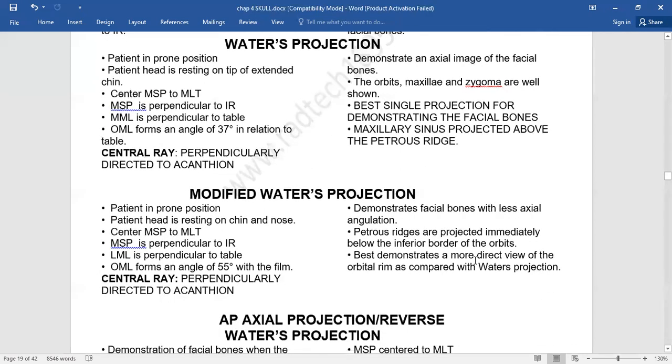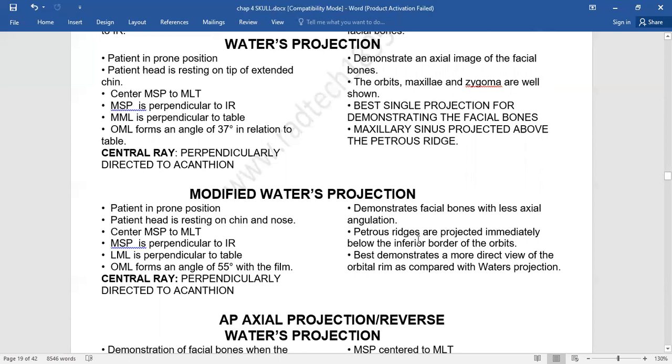Another one is the modified Waters projection. So the same position siya, pero the OML forms an angle of 55 degrees with the IR. Then the lips-meatal line is perpendicular to the table. Central ray is the same, directed to acanthion, pero since there is the difference in angulation, as you can see sa Waters, OML is 37 degrees. Sa modified Waters, OML is 55 degrees. So it demonstrates facial bones with less eggshell angulation.